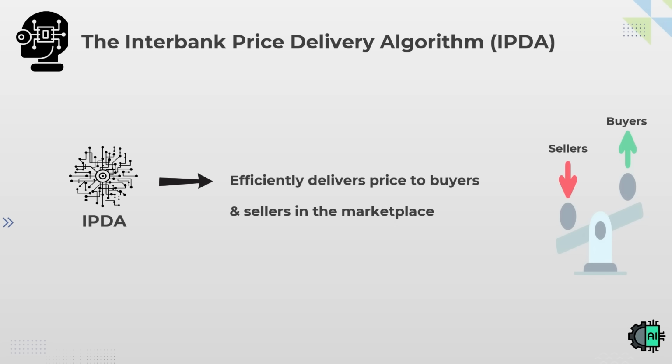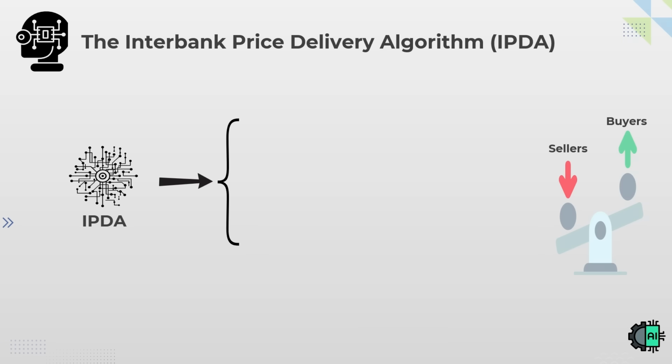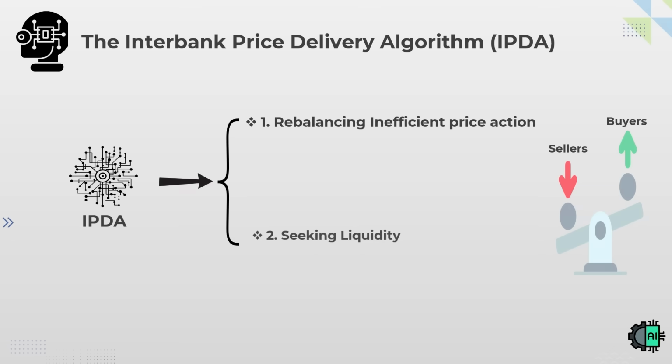IPDA efficiently delivers price to buyers and sellers in the marketplace, ensuring that price moves smoothly between buying and selling, offering prices in both directions. This is part of the broader efficiency paradigm within the algorithm's logic, where the market constantly shifts between buying and selling to maintain balance. There are 2 main ways IPDA achieves this: rebalancing inefficient price action and seeking liquidity. Now, let's see what these terms mean in detail.